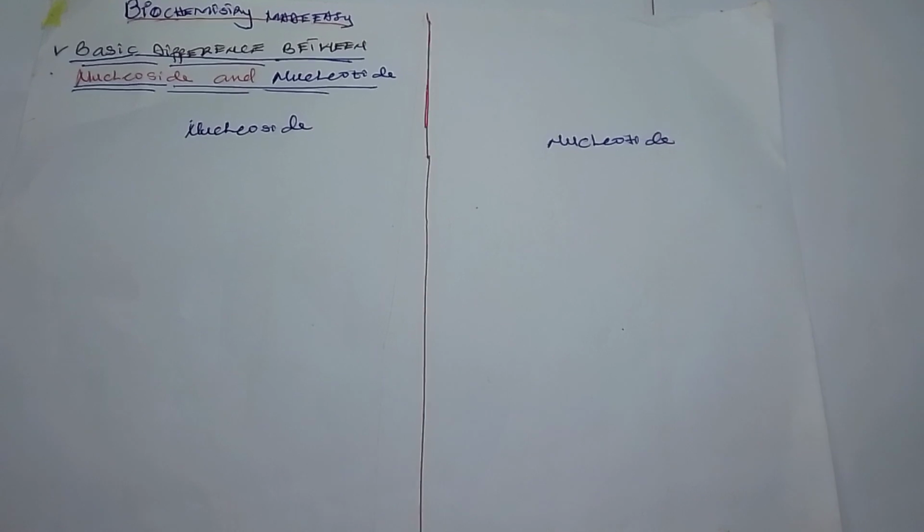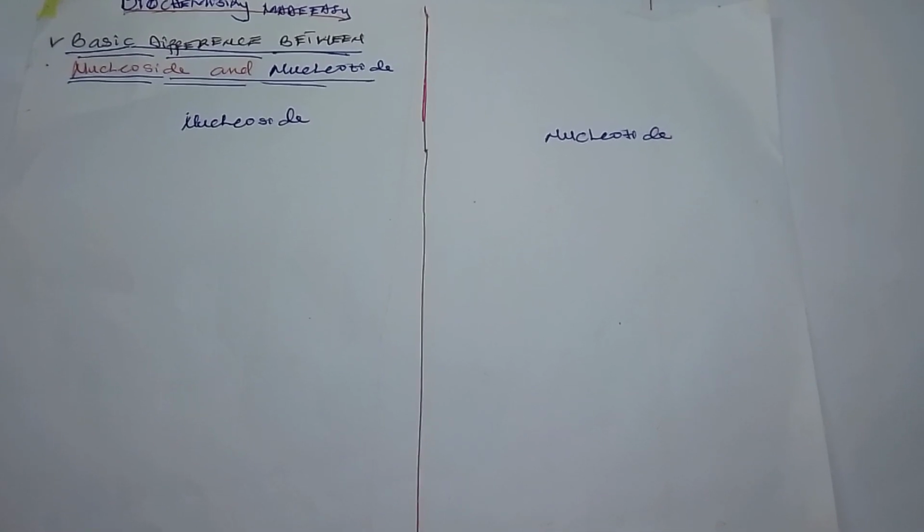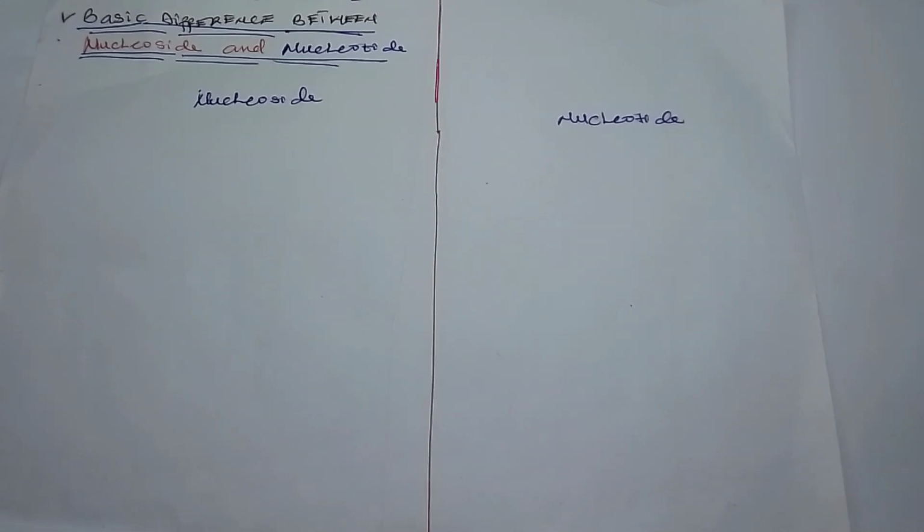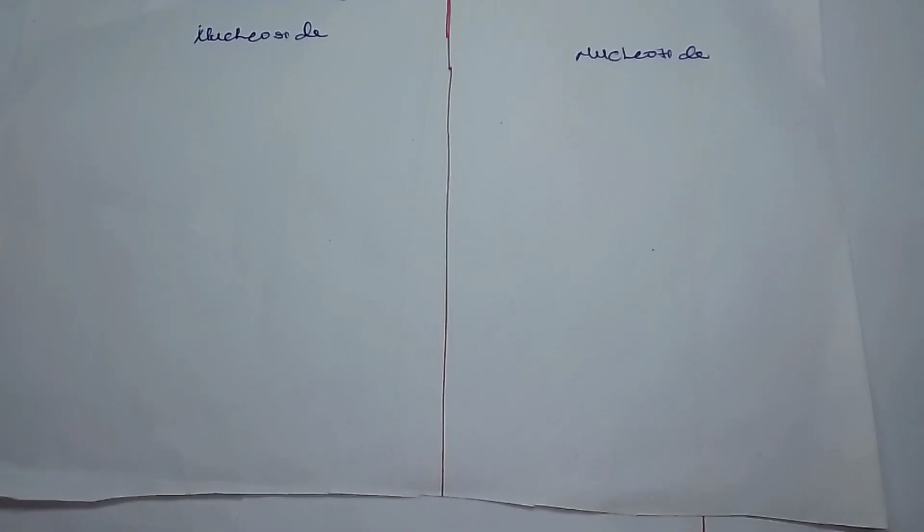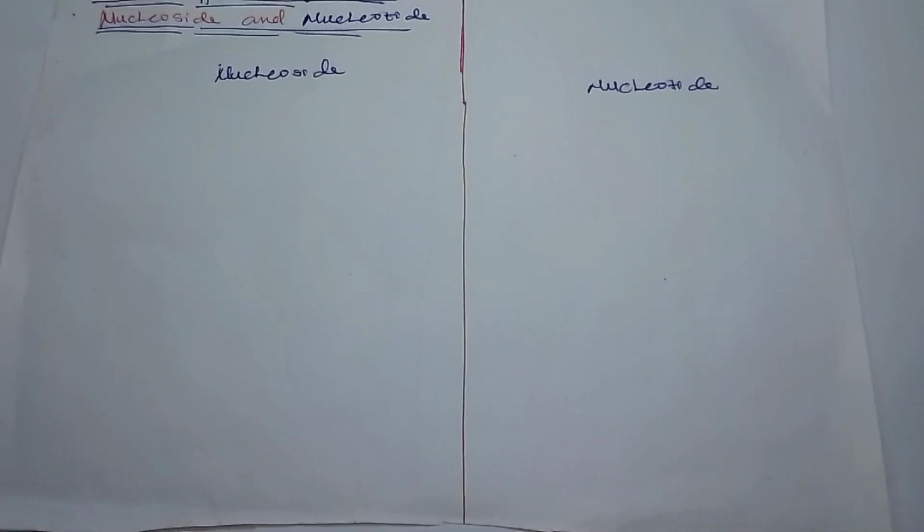We're looking at the basic difference between nucleoside and nucleotide. Before we begin to look at them, I want you to know that a nucleoside cannot be a nucleotide, whereas a nucleotide can be a nucleoside if the phosphate group is removed. So the basic difference between the two is the absence and the presence of phosphate group.